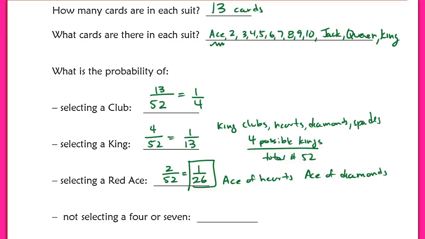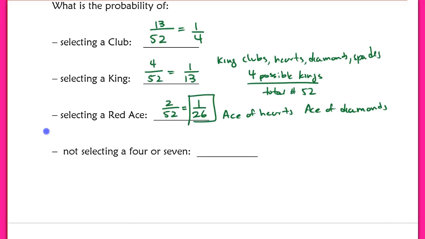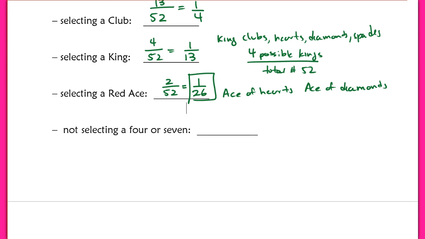Now the probability of not selecting a 4 or a 7 means that I can select any other card other than a 4 or a 7. So what I'm going to do here first, it's just kind of weird, I'm going to first do the probability of selecting a 4 or a 7. Okay, so I'm going to add the two probabilities together. And then I'm going to take the complement of that, which would be not selecting a 4 or a 7. So let's show you what I mean.